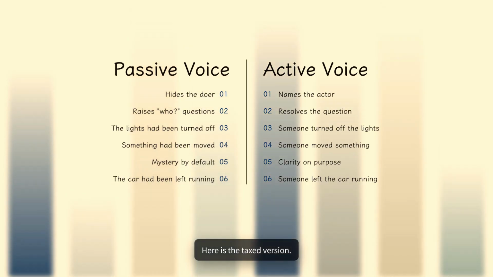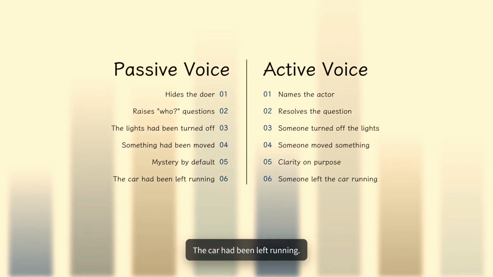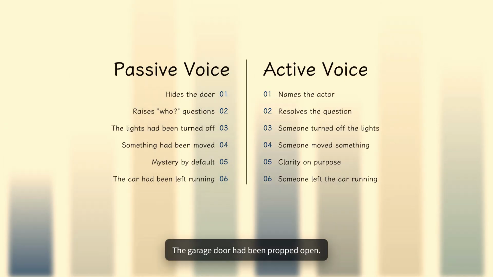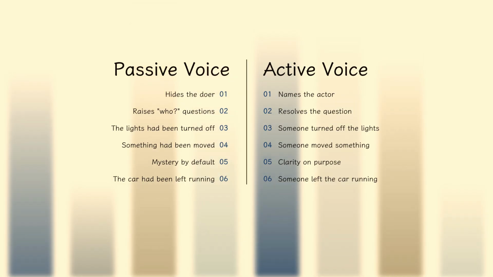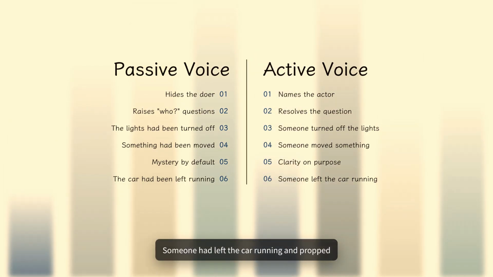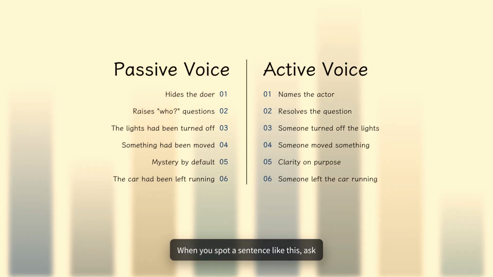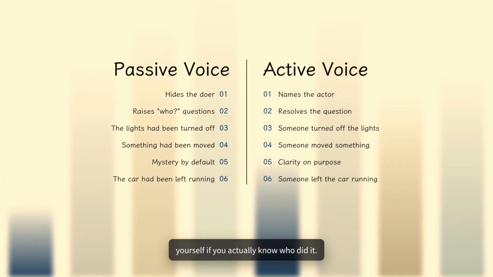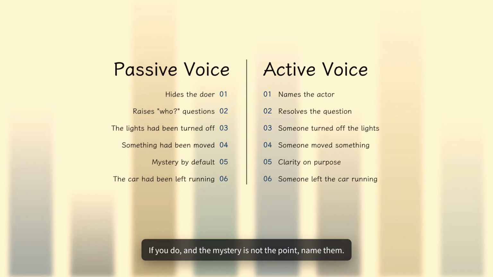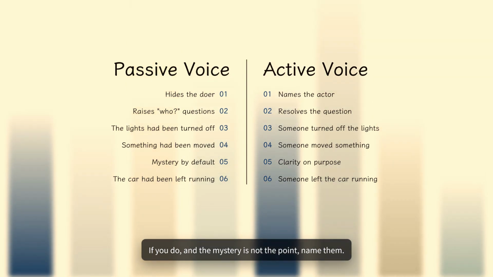Here is the taxed version. The car had been left running. The garage door had been propped open. Now the cleared version. Someone had left the car running and propped the garage door open on their way out. When you spot a sentence like this, ask yourself if you actually know who did it. If you do, and the mystery is not the point, name them.